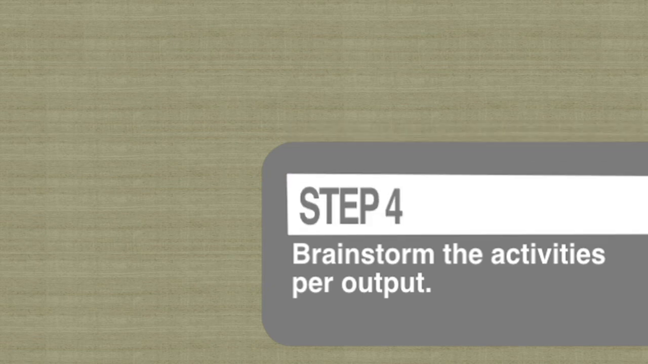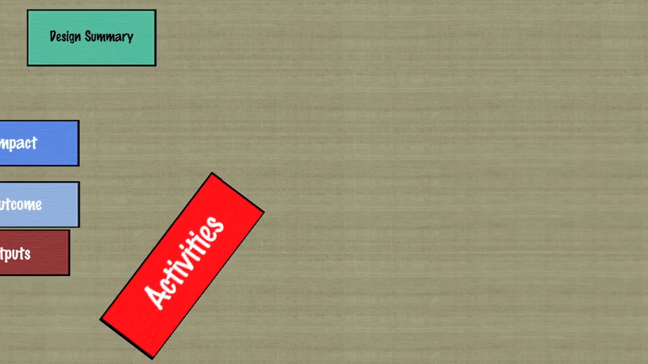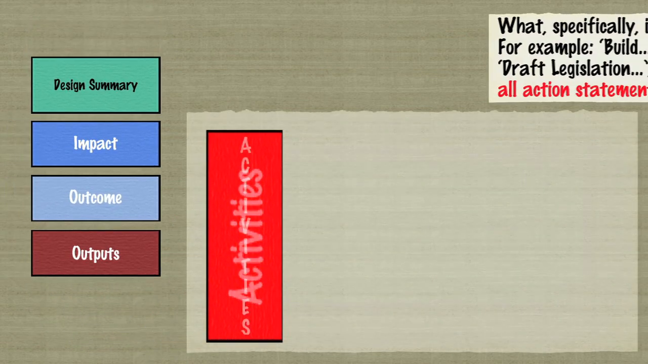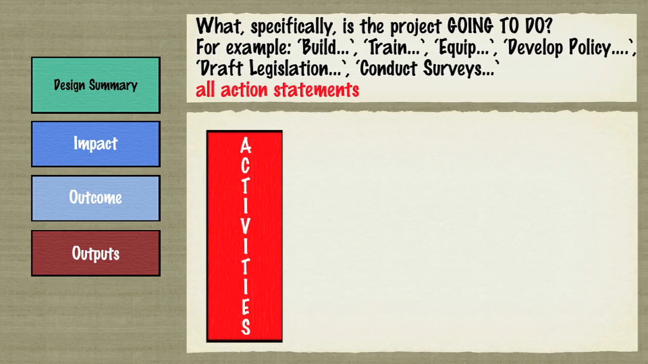Step 4. Brainstorm the activities per output. Activities are groups of tasks carried out to transform inputs into project outputs. Consider only the main activities, particularly those whose completion represent important implementation milestones. They will detail what, specifically, is the project going to do. For example, build, train, equip, develop policy, draft legislation, conduct surveys, all action statements that start with verbs.